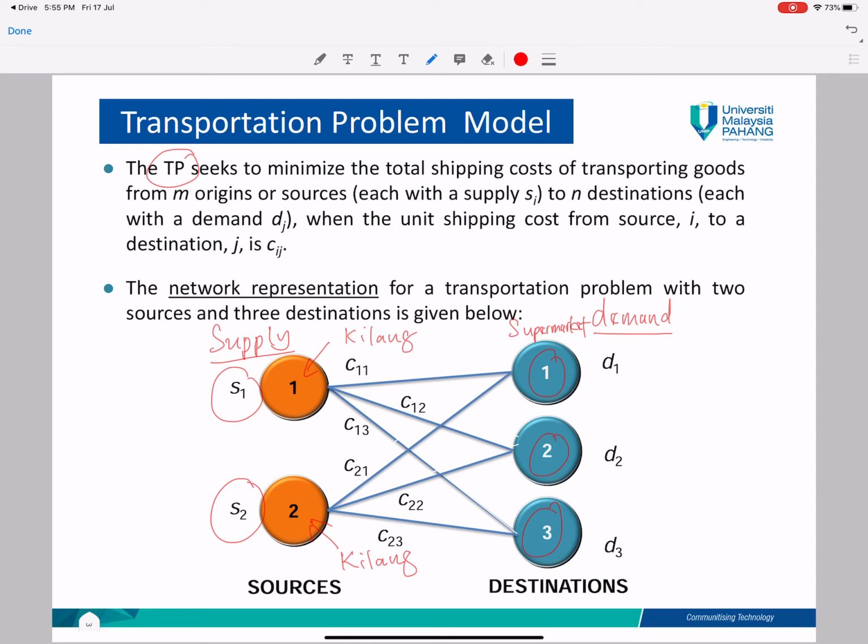S1, S2 ini dia adalah bilangan supplies. Maksudnya katalah kilang yang saya maksudkan dekat sini dia hasilkan air kotak. Let's say kilang number 1 dia boleh produce 20,000 air kotak. Kilang number 2 katalah 30,000 air kotak. Lepas tu D1, D2, D3 is number of demands. Katalah supermarket 1 dia demand dia nak 15,000 air kotak. And then supermarket 2 let's say dia demand 15,000 air kotak juga. And katalah supermarket 3 dia demands 20,000 air kotak.